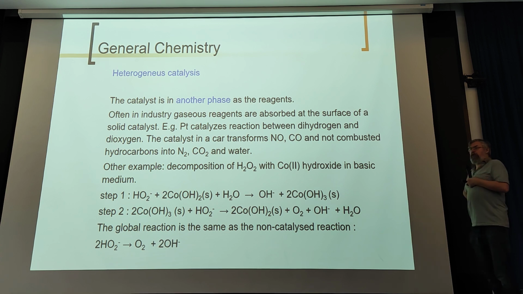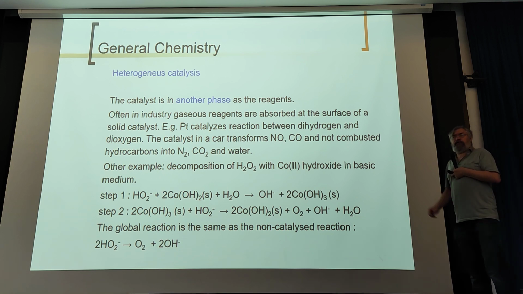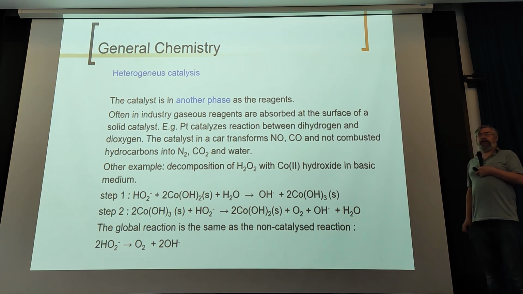The following example is one in solution. It's from inorganic chemistry. Hydrogen peroxide is normally stable as an aqueous solution. You can put it in the fridge if you want, for bleaching, and it will more or less remain its quality. But if you add some cobalt hydroxide to it, you will see immediately gas coming out. So now we have catalyzed our reaction.